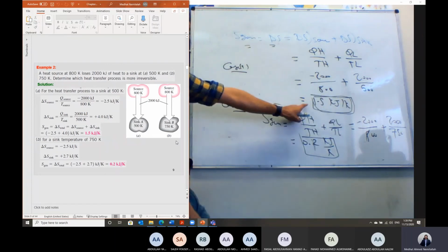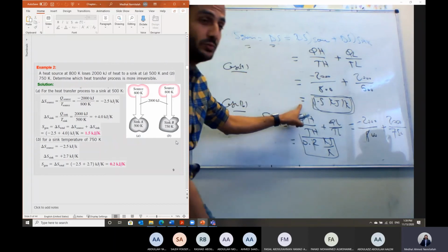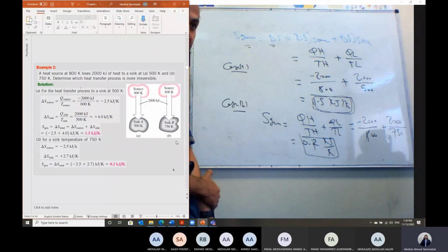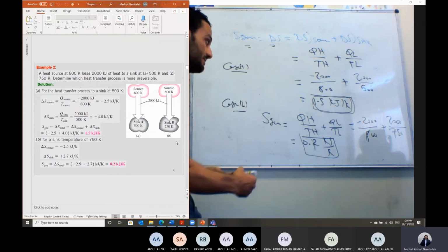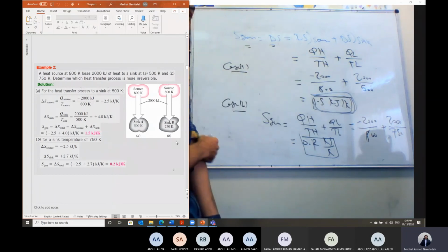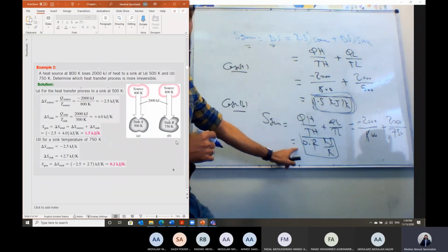So which one is greater? In case A, the entropy generated is greater than the entropy generated in case B. That means system A has much more losses, energy destruction or energy losses, as compared to system B.